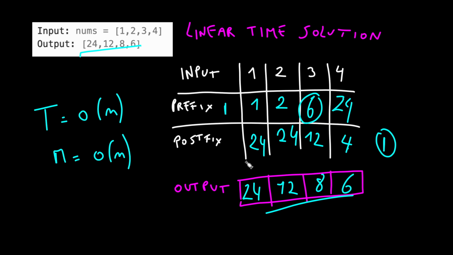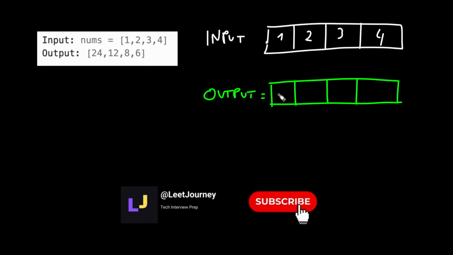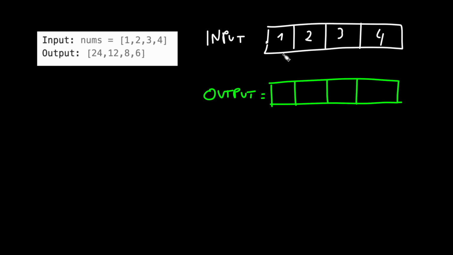well. There is actually a simpler way of doing this where we can avoid calculating prefix and postfix using extra memory. So let's quickly look into that. So another way of doing this problem is to actually store the prefixes already in the output array, so we can avoid using extra memory.